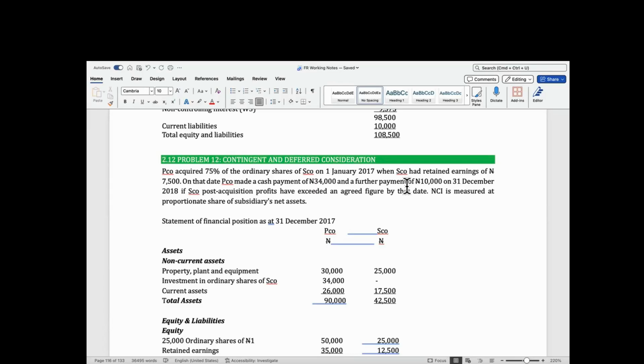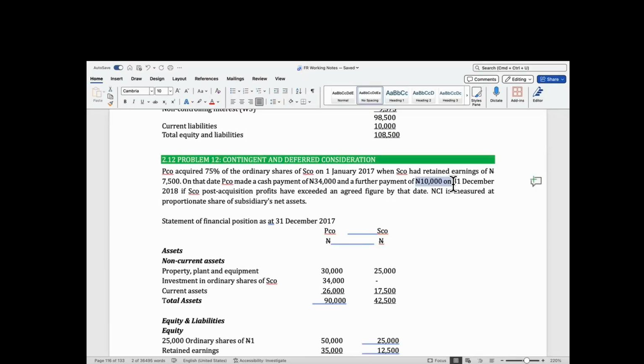No condition is attached. Now, ordinarily, when you have contingent consideration, IAS 37 says you should not recognize it in the books because it's not probable. It's not a probable obligation. It's just possible. And the measurement is very uncertain.